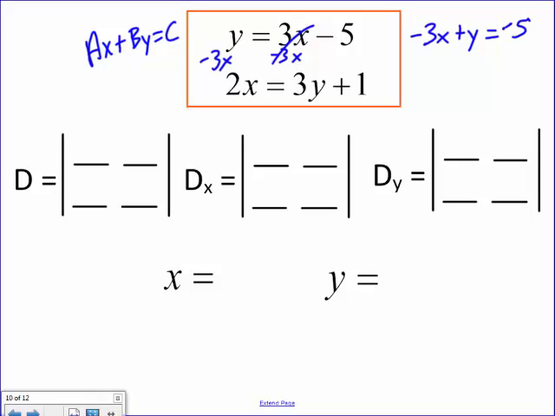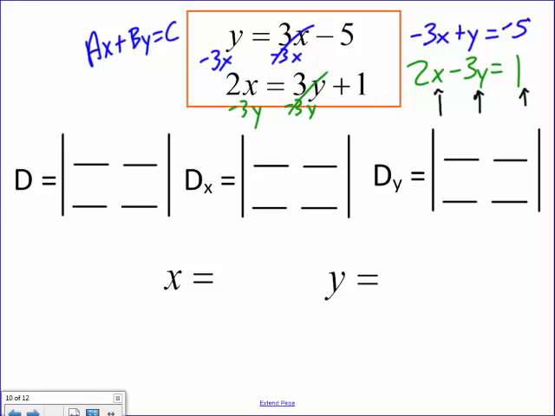And then I've got to do the same thing to the second equation, get the x and y on the same side. So the x is on the left side, let's get the y over there. So minus 3y, minus 3y. So that would become what? 2x minus 3y equals 1. And you notice how I have the x's lined up with each other and the y's lined up with each other, and then the answers on the other side. That's what we want. We want them lined up just like that.